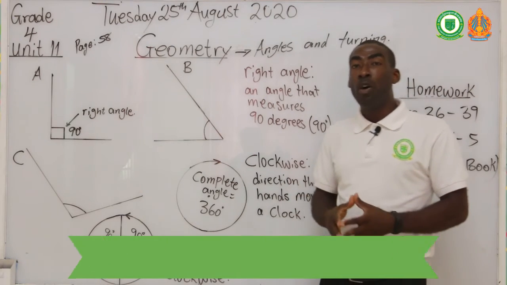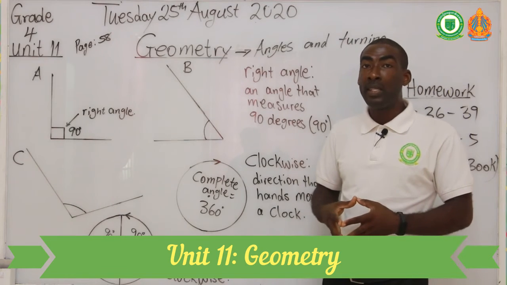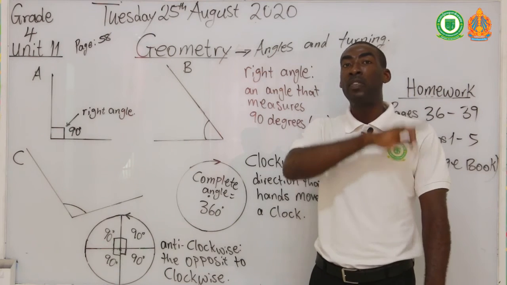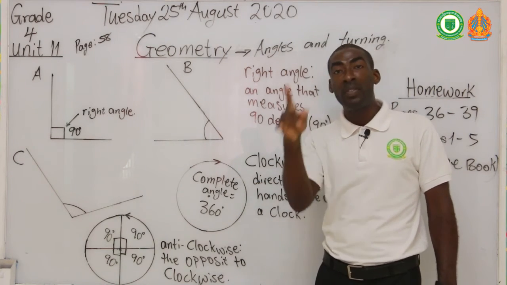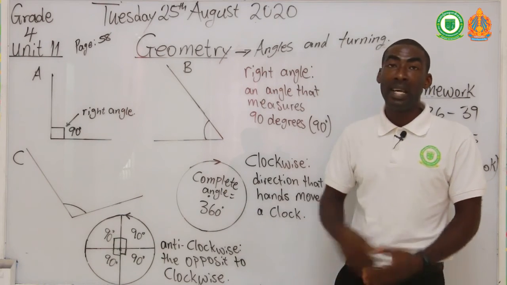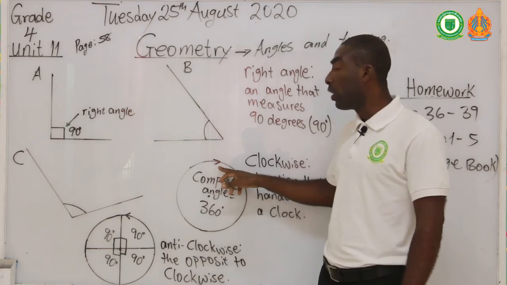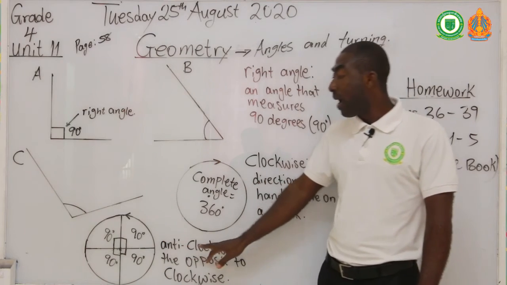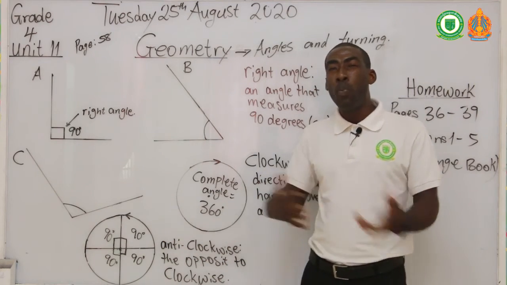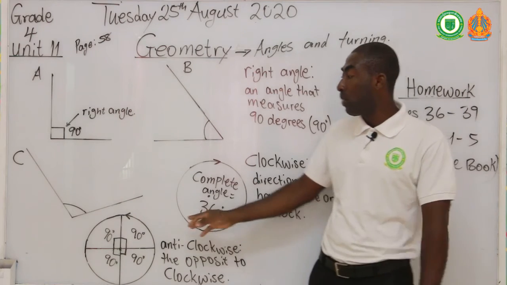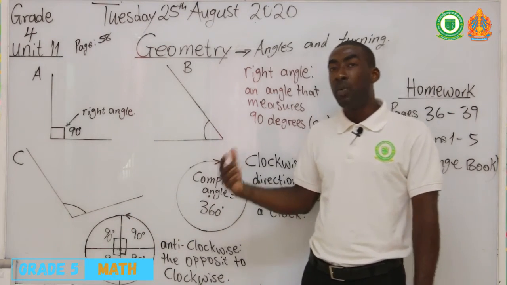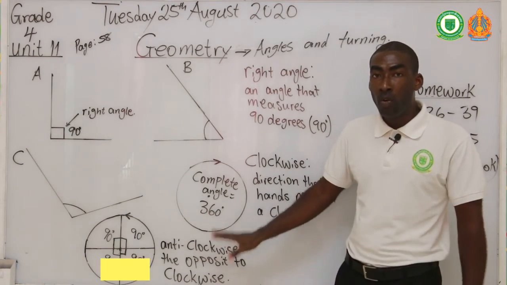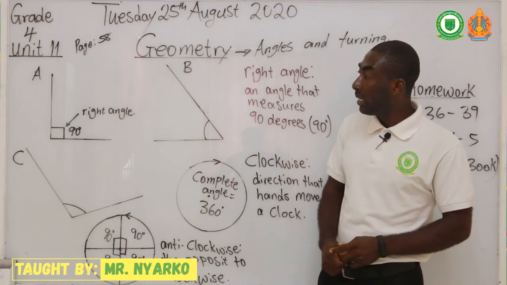Then again, you should always remember that when we say clockwise, it means that it is going in the direction of the hand of a clock. That means it is going from left round to right, back to left, in the form of a circle, just as this arrow is pointing to show you that this is going in a clockwise direction. In the case of anti-clockwise, it means that it is going the opposite way to clockwise. So this is going from right to left, and that explains the anti-clockwise direction of an angle.